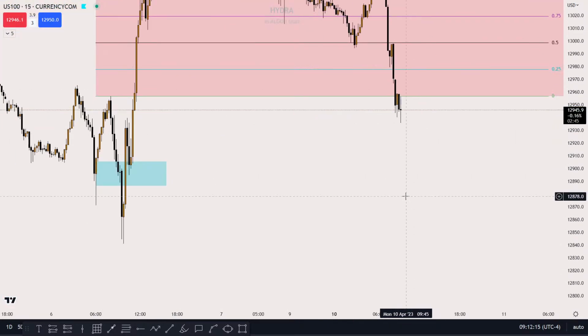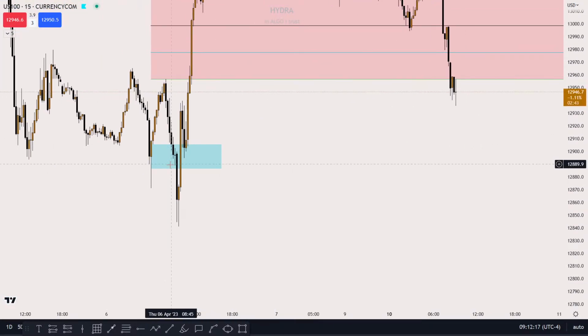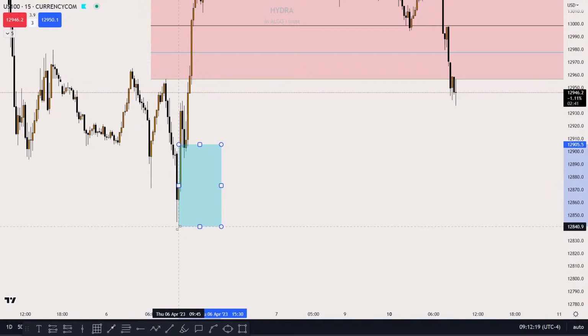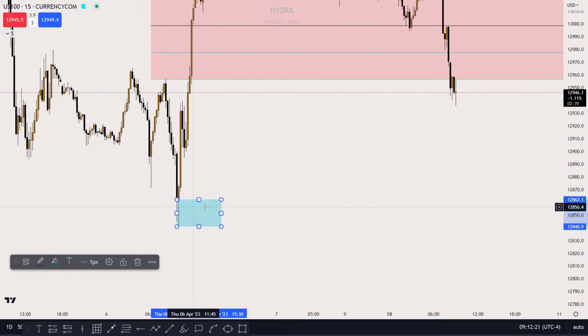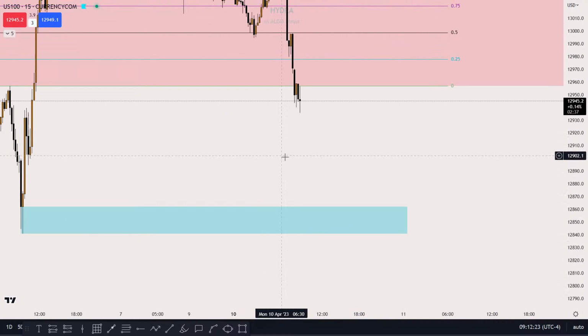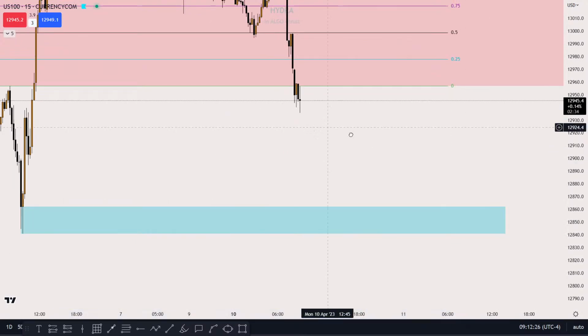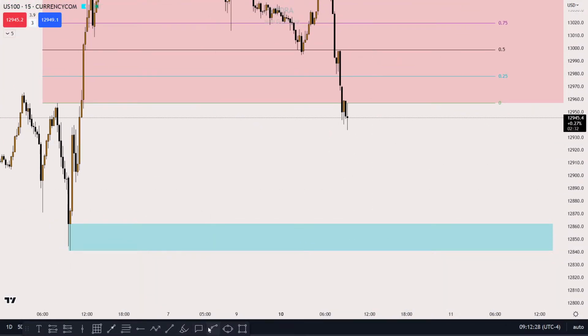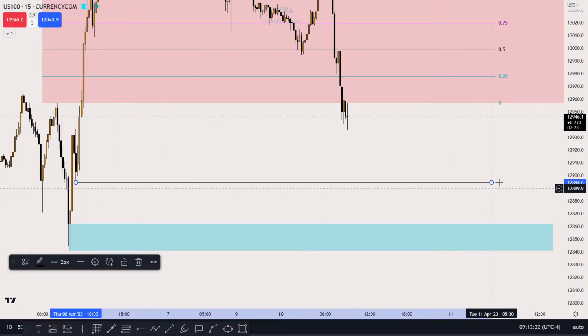Until then, I'm very bearish, and what I want to see is price coming down, and that's our target. That's our next zone. That's a swing low, right? And where's our nearest draw on liquidity? Our nearest draw on liquidity is right here.